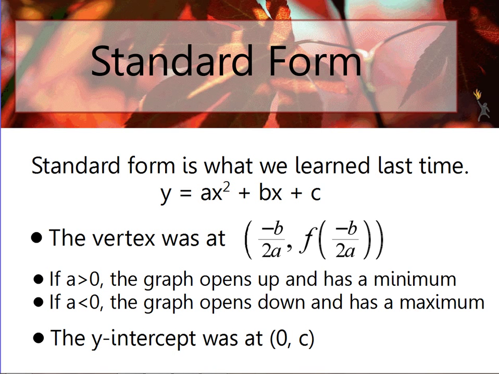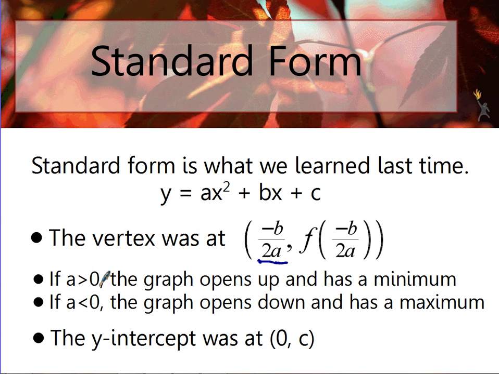Standard form is what we learned last time in our quadratic function introduction. Standard form is our y equals ax squared plus bx plus c. If you recall, we found the vertex or axis of symmetry, the x value for our vertex, using opposite of b over 2a. To find the y value of our vertex, we took that axis of symmetry number and plugged it into our formula to find our y value.